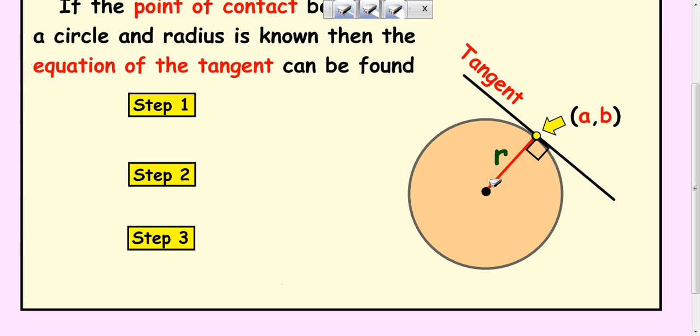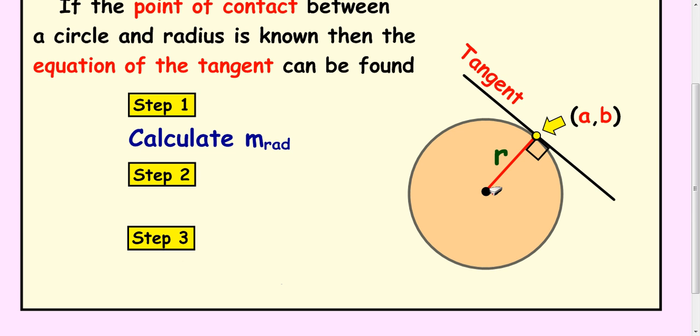Firstly, what you have to think about is the gradient of the radius. Because to get the gradient of the tangent, the only way to do that is to use perpendicular gradients. There are no 2 points on the tangent line. We don't have one here, or 2 points. Therefore, we can't use delta y over delta x, we need to use perpendicular gradients. So the first task is to use the gradient of the radius.